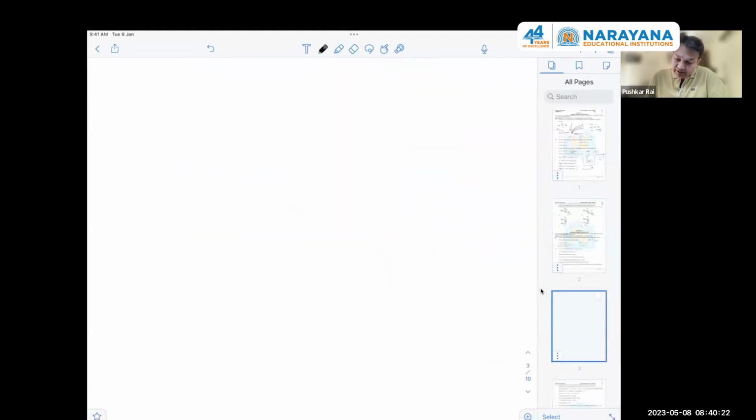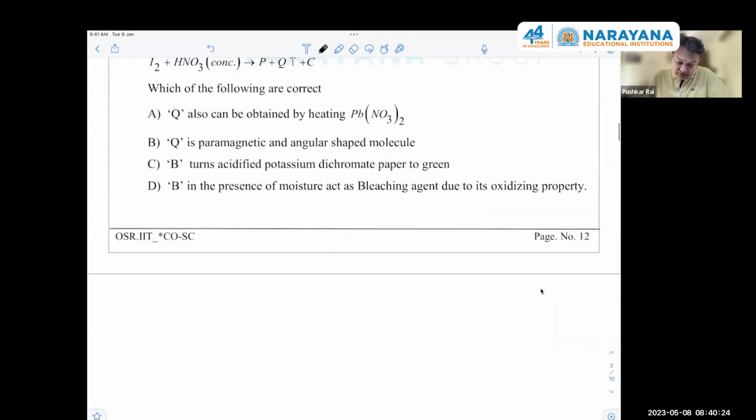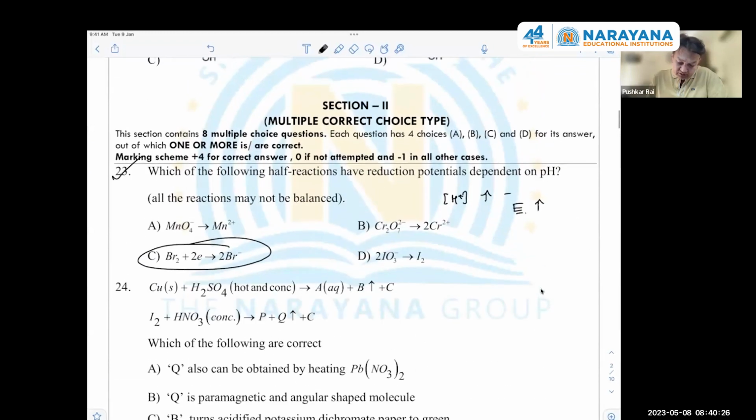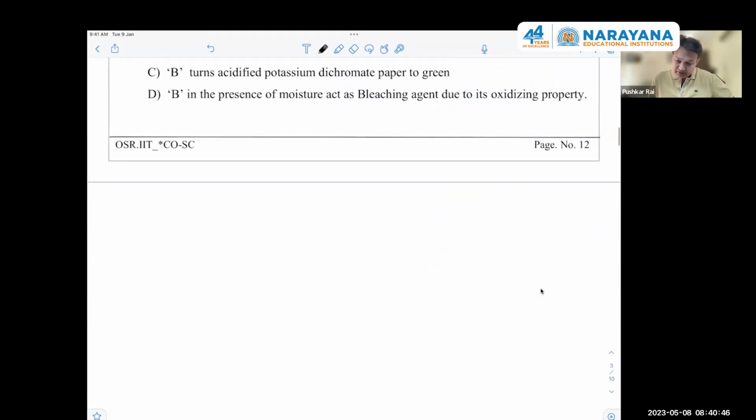If suppose I give a twist to this problem, and I ask you, all right, MnO4 negative, Mn2 plus, Cr2O7 2 negative, Cr3 plus, 2IO3 negative, in these cases, in which case will the EMF change most sharply with pH? So what will be your approach to answer this question? Let me answer this question. It will be answered like this.